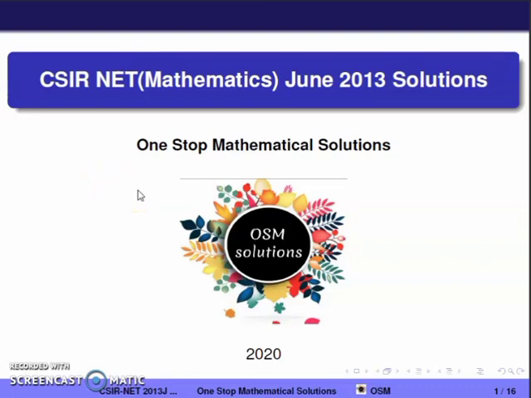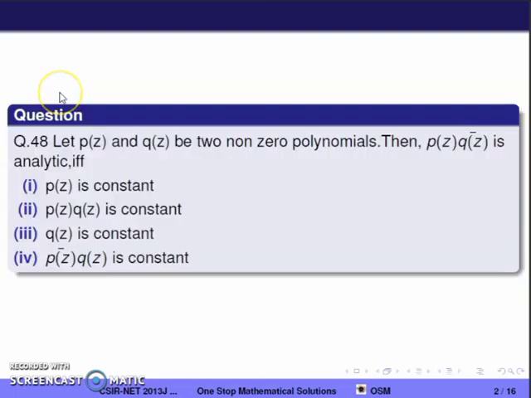Today we are going to solve the CSIR NET June 2013 question paper. First question, question 48. Let P of Z and Q of Z be two non-zero polynomials. Then P of Z, Q of Z bar is analytic if and only if. So we are given two non-zero polynomials. We have to check which condition is satisfied so that this expression becomes analytic.